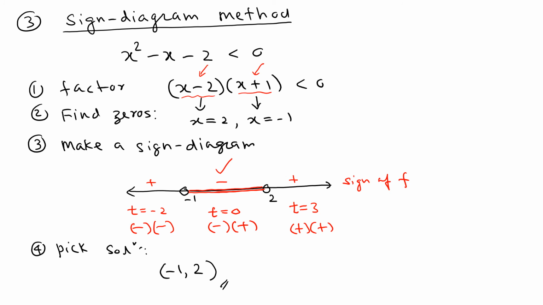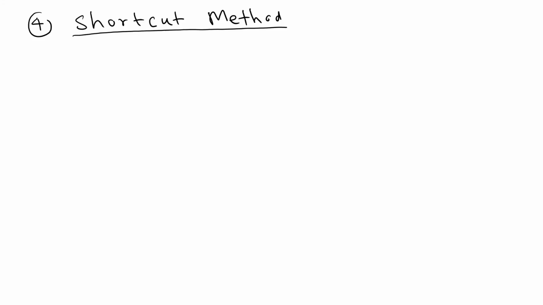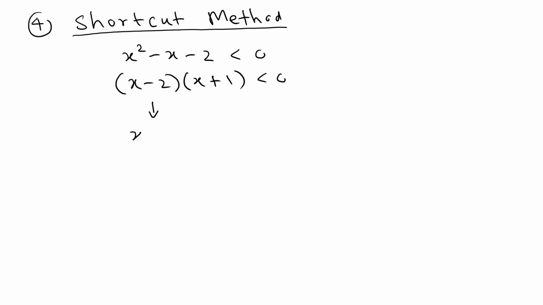So let's talk about the last one, the shortcut method. What we can do is use the sign diagram argument. As before, it is x squared minus x minus 2 less than 0. We look at the factors. The factors are x minus 2 and x plus 1. Then we find the zeros as before. So one zero is x equals 2, and the other zero is x equals -1.